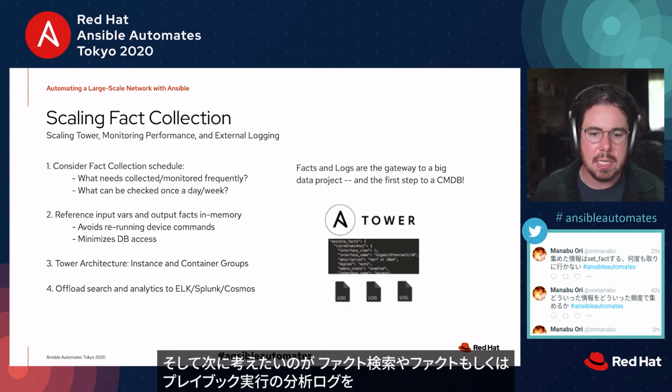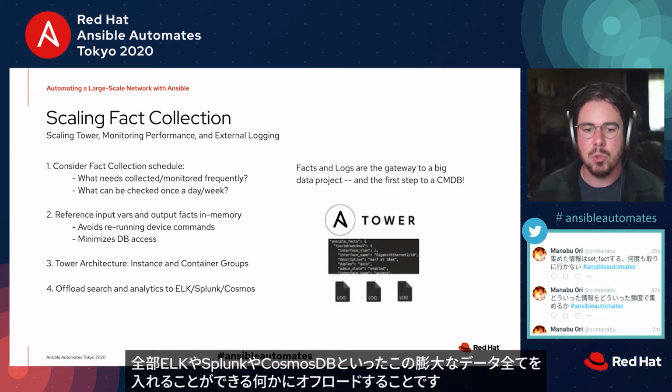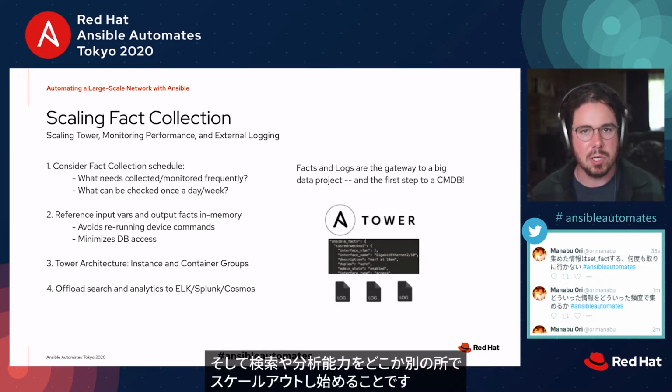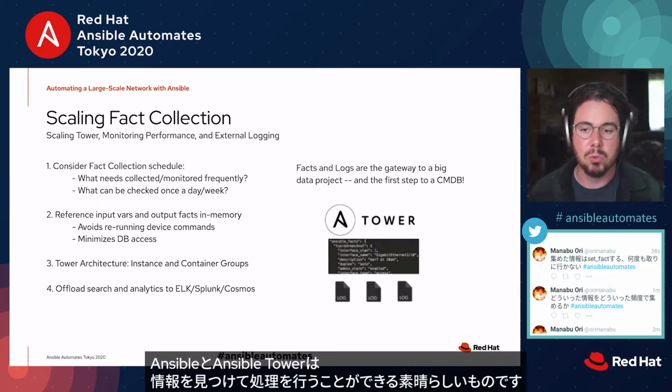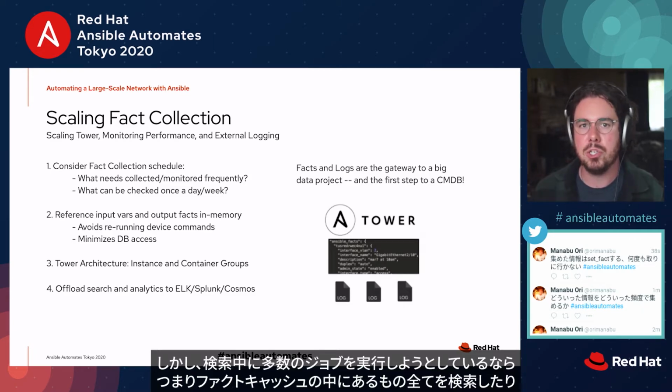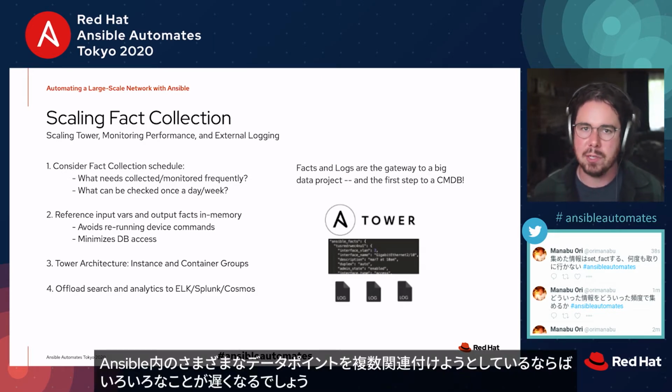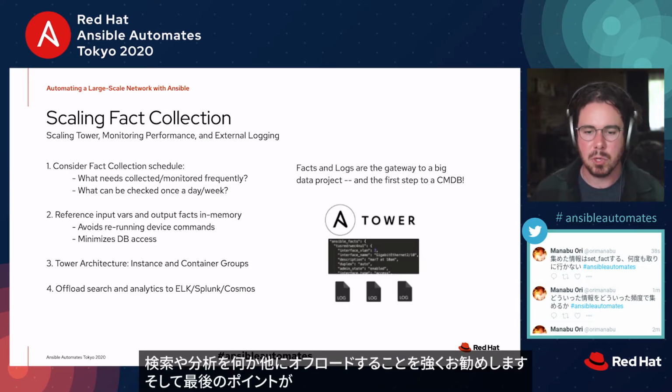And then the next thing I would think about is offloading all of your fact searching and playbook analytics to a tool like Elk or Splunk or Cosmos DB, something where you can put all this data, potentially a ton of data, and start scaling out that search and analytics capability elsewhere. Ansible and Tower are great for being able to find and do something with that information. But if you're trying to run a large number of jobs while also searching through things in the fact cache or trying to correlate multiple different data points within Ansible, then you can start seeing things slow down. So I would highly suggest offloading your search and analytics to something else.